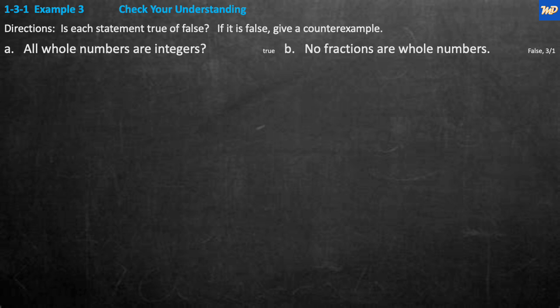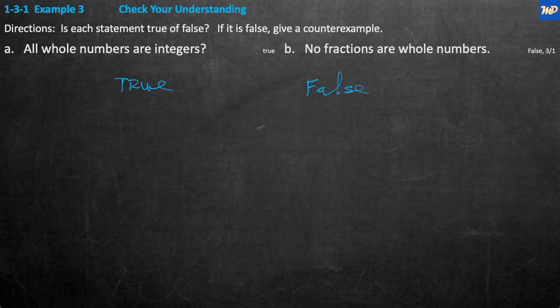If it's false, give a counter example. Problem A, all whole numbers are integers. That is true. They are all integers. So all integers are not all whole numbers, right? But all whole numbers are integers. So B, no fractions are whole numbers. Well, this is false because I can show you a fraction. We can say, right, so this one, first one is true. This one here is false.